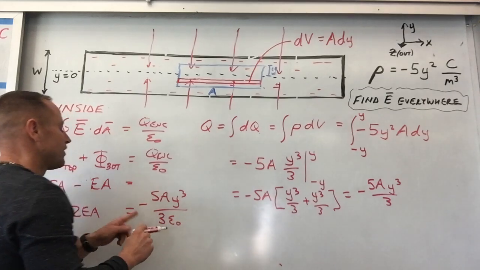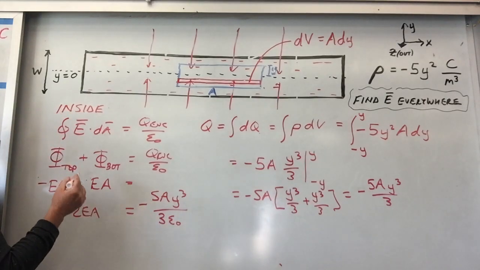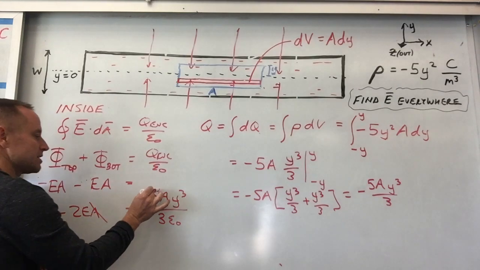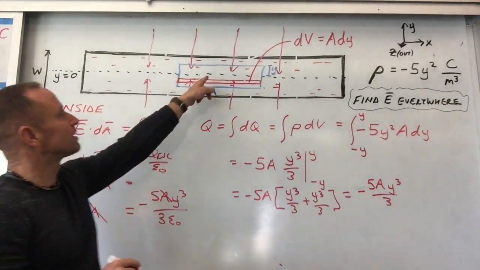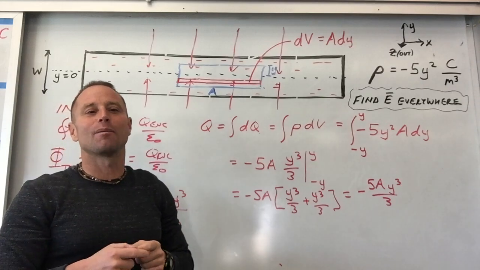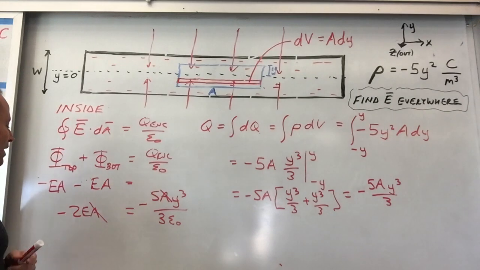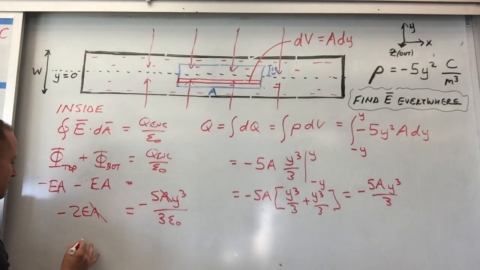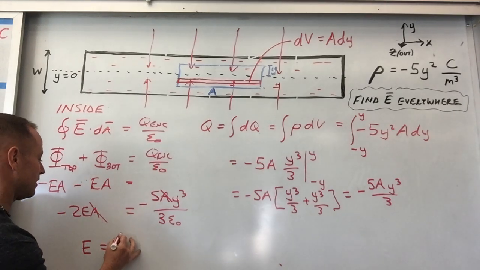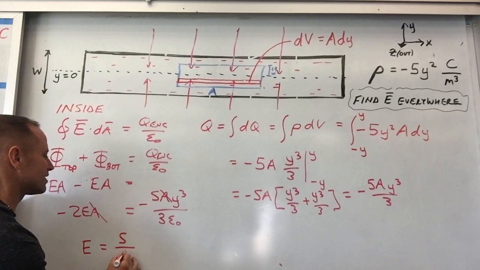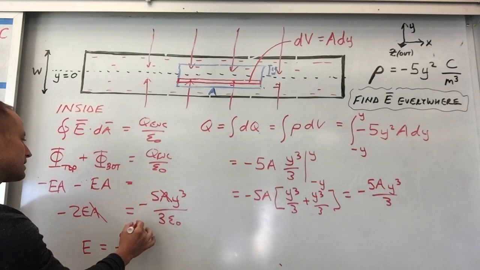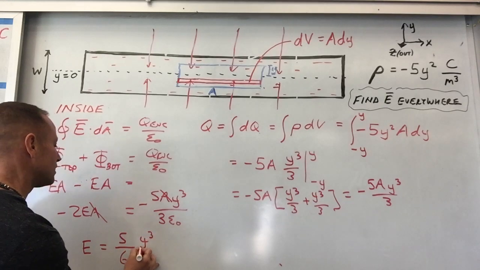Now we're almost done. This happens all the time in Gauss's law: the properties of your imaginary surface tend to cancel out, because the electric field at a certain point in space shouldn't depend on some imaginary surface that you thought of. It doesn't care about you. So that part will cancel out, and we can solve for the magnitude of the field. Dividing that 2 over, it's going to be 5/6 y cubed over epsilon naught.